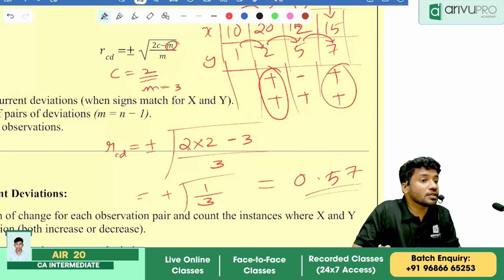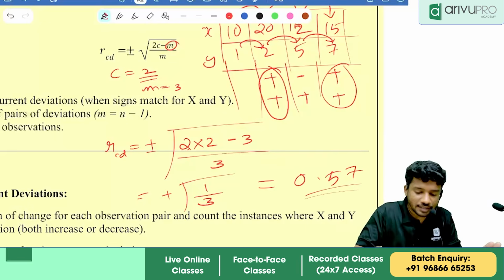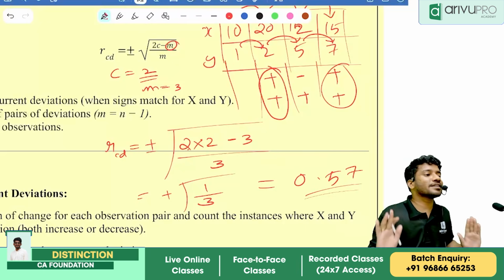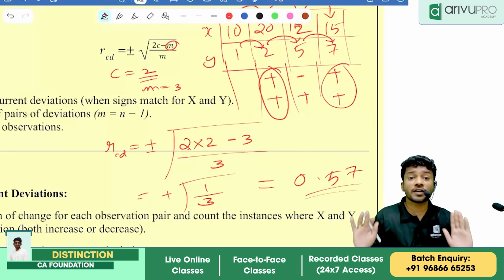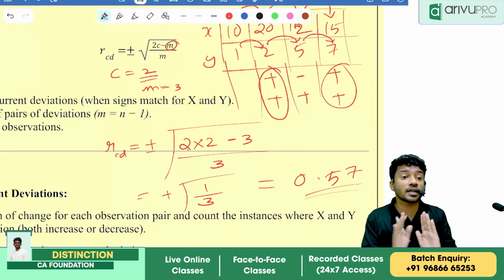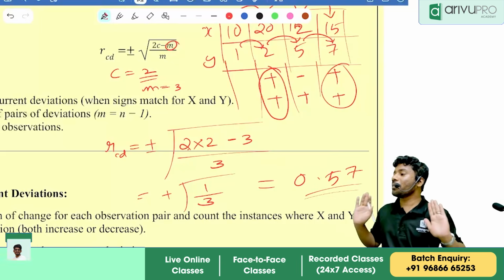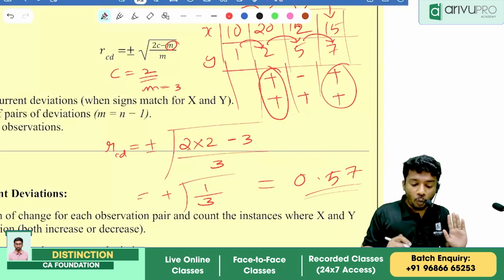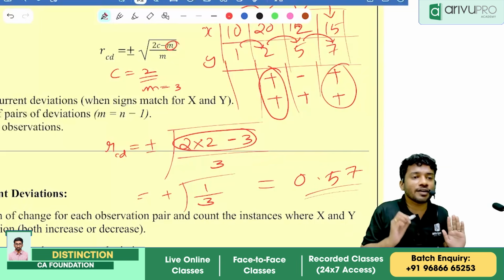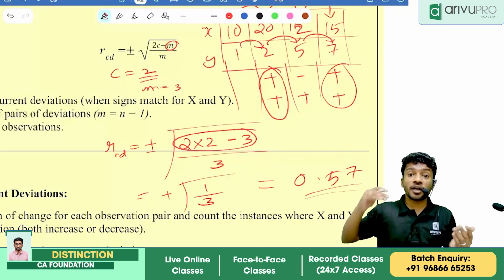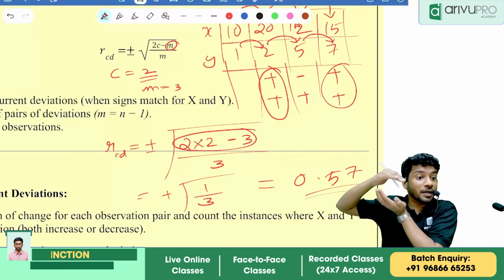Something like 0.57 is what you got? Everyone got the same answer? Yes. This is the method for finding the concurrent deviation coefficient, or concurrent correlation coefficient. Now, my next question, people: what if this value is a negative value? Will it become imaginary? According to our school knowledge, it will become an imaginary number.